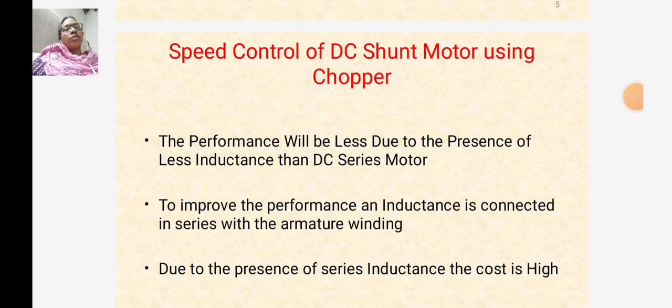Here is the speed control of DC shunt motor using chopper. The performance will be less due to the presence of less inductance than the DC series motor. To improve the performance, an inductance is connected in series with the armature winding. Due to the presence of series inductance, the cost is high.